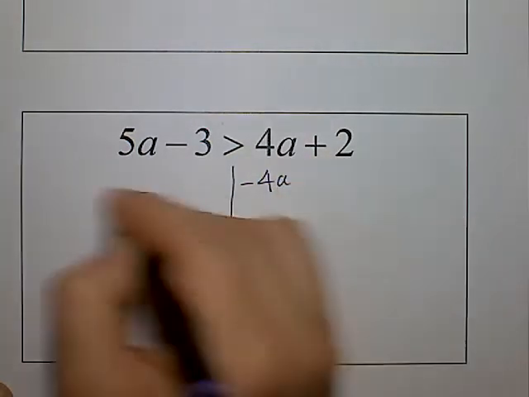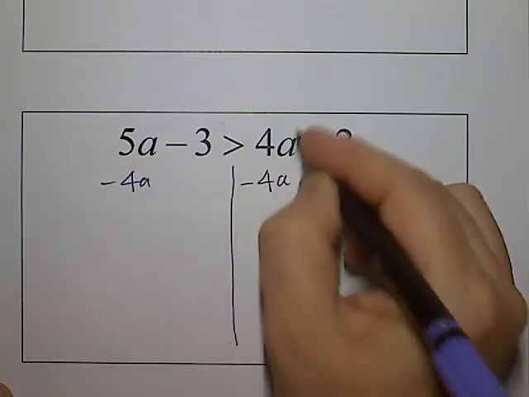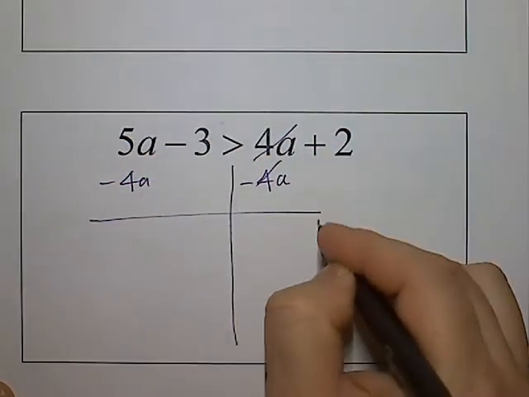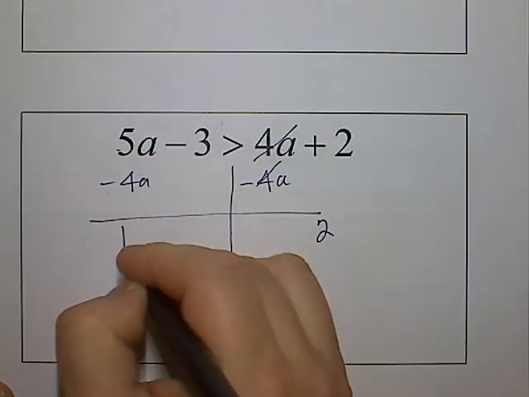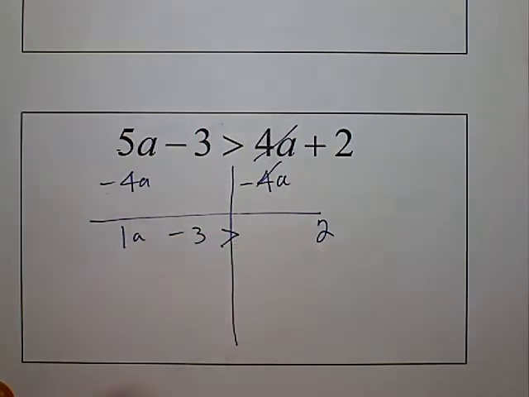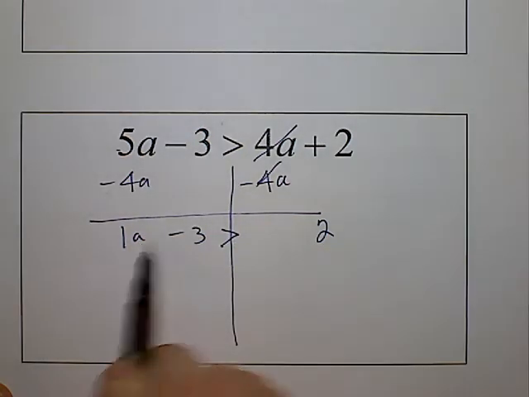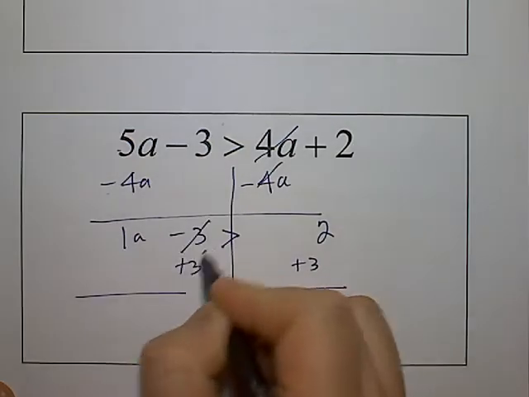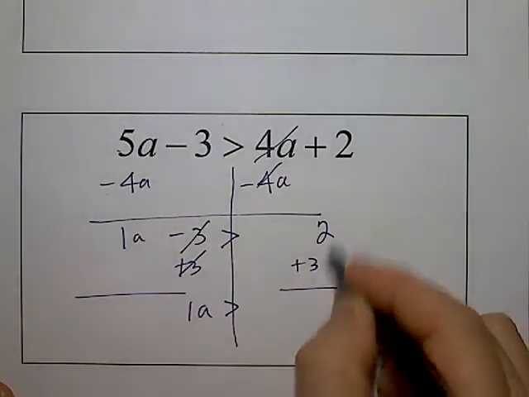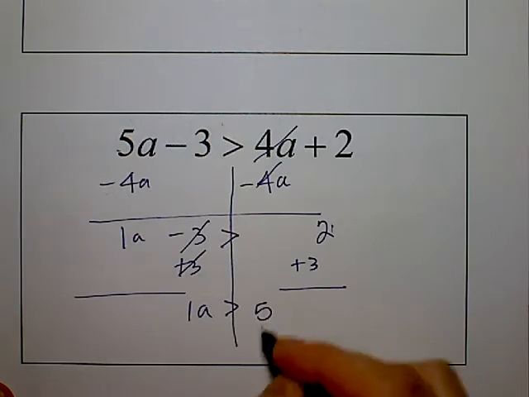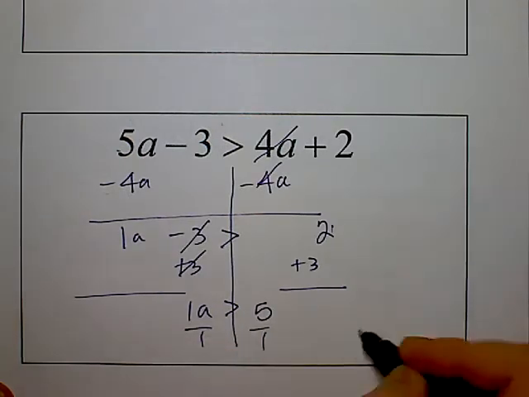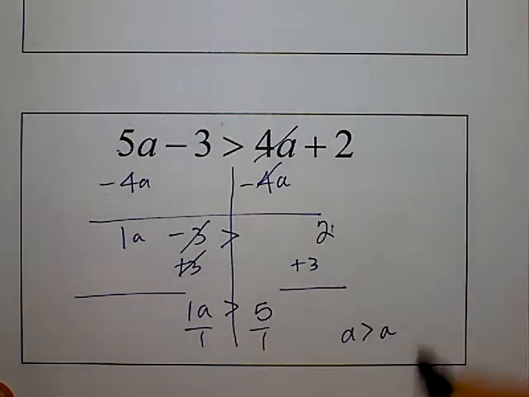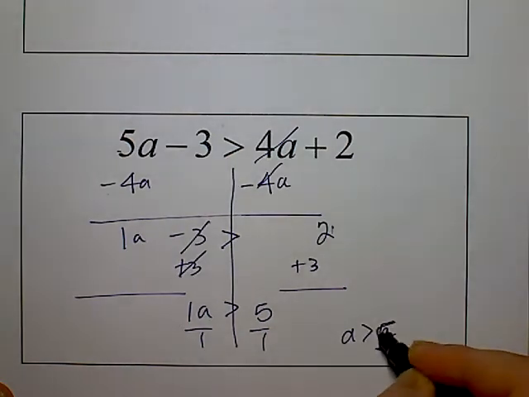So I'm going to start by moving the negative 4a to the opposite side. Opposite of positive is negative. 5a minus 4a is 1a. Again, I want to isolate the a, so I'm going to add 3 to the opposite side. 2 plus 3 is 5, and dividing by 1 does not change my answer. Now I need to graph this.